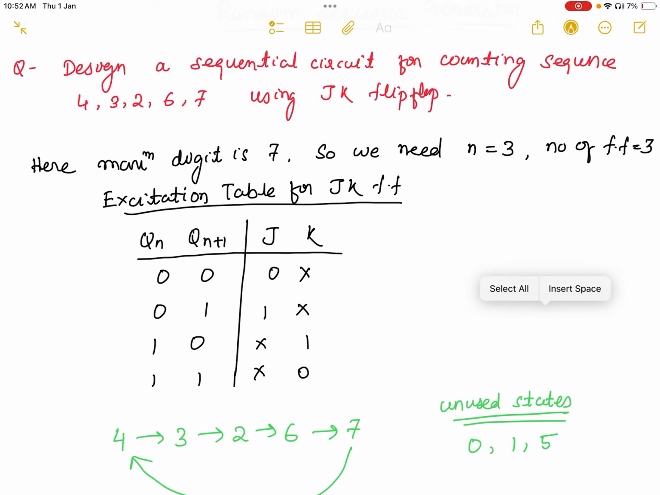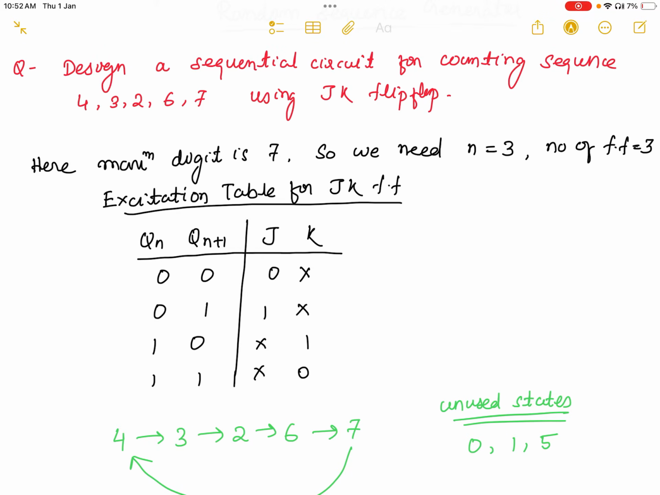So today we are going to discuss a sequential circuit for counting a sequence of any random numbers. Okay. So the question is: design a sequential circuit for counting a sequence like 4, 3, 2, 6, 7 using JK flip-flop. Or the question may be asked like this: design a synchronous counter which can count in the order 4, 3, 2, 6, 7 using JK flip-flop or T flip-flop. So when we attempt this question, first we need to find out how many flip-flops we want.